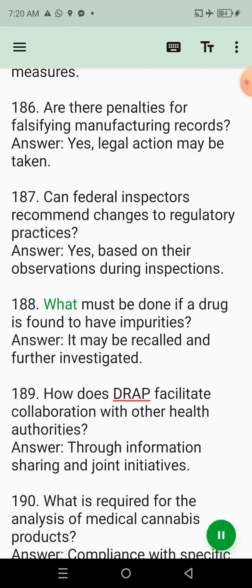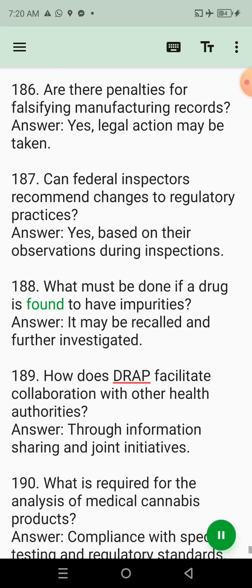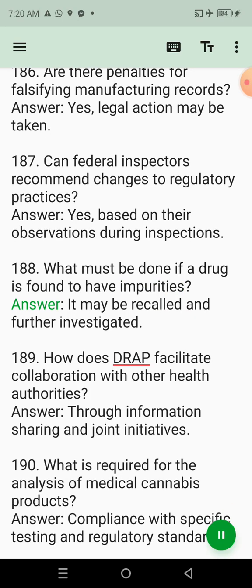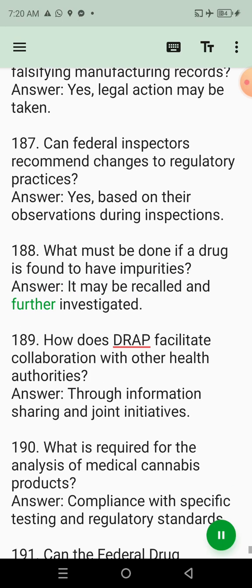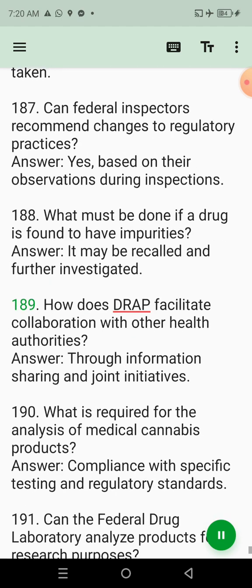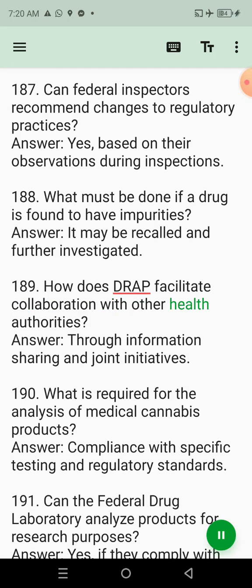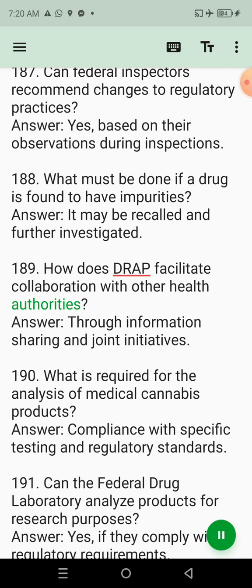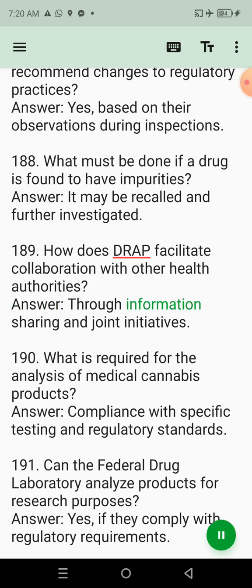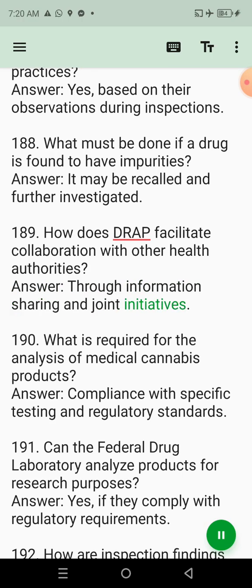188. What must be done if a drug is found to have impurities? Answer: it may be recalled and further investigated. 189. How does DRAP facilitate collaboration with other health authorities? Answer: through information sharing and joint initiatives.